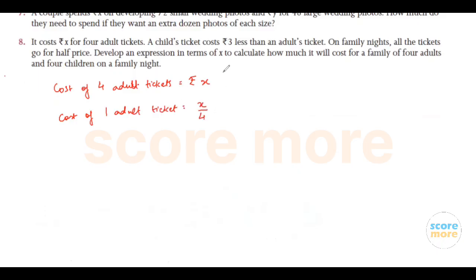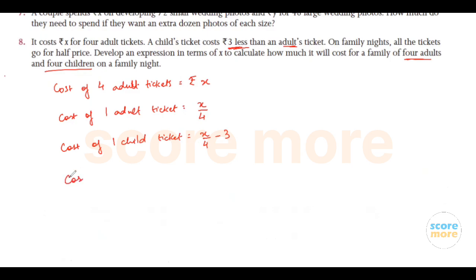Pretty simple. Now a child's ticket costs rupees 3 less than an adult ticket. So what is the cost of one child ticket? That will be 3 less than an adult ticket. So can we say it is x/4 - 3? It is 3 less than an adult ticket. So we got the cost of one adult as well as the cost of one child ticket. Now the question is, calculate how much it will cost for a family of 4 adults and 4 children.